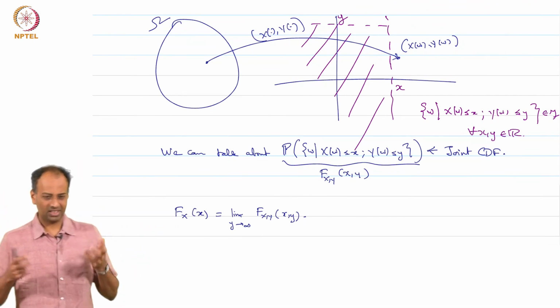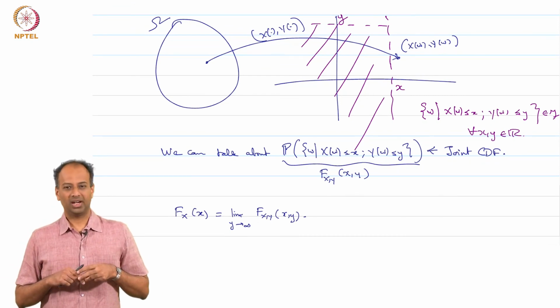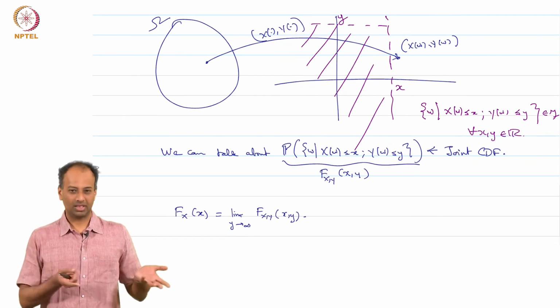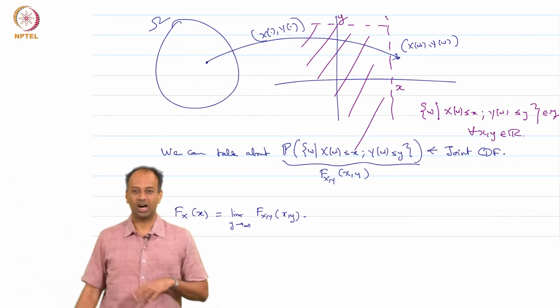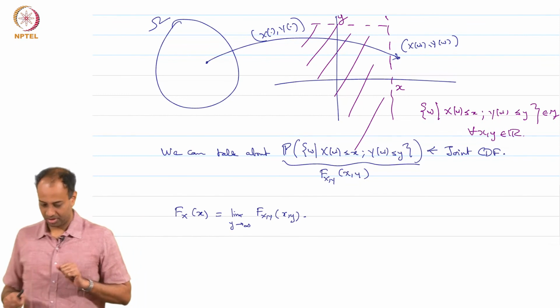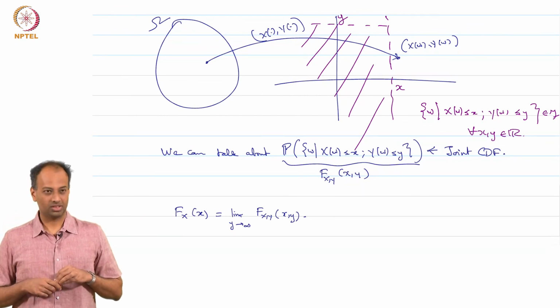Similarly, you can extend to n random variables. Nothing changes; it is just a map from omega to R n, n dimensional Euclidean space. So, this is the end of the first module.